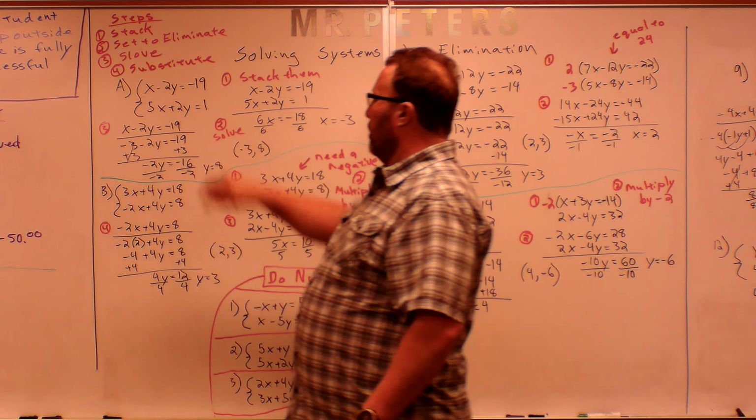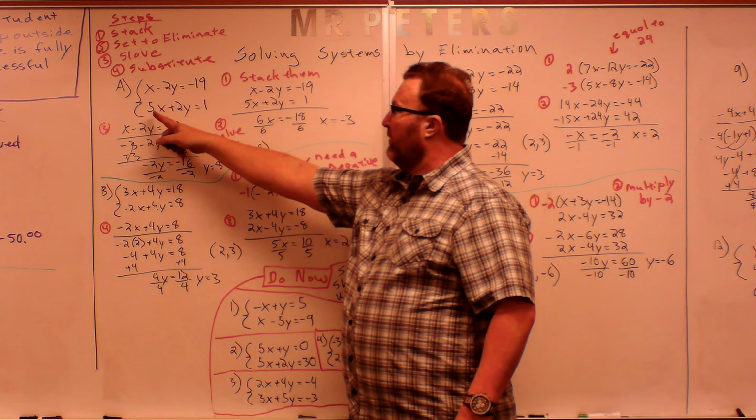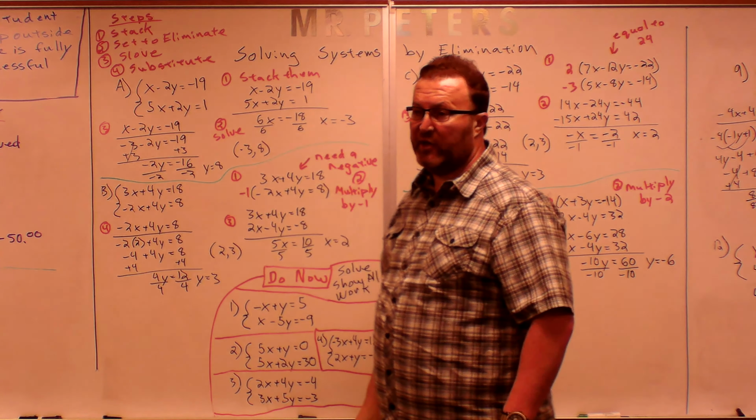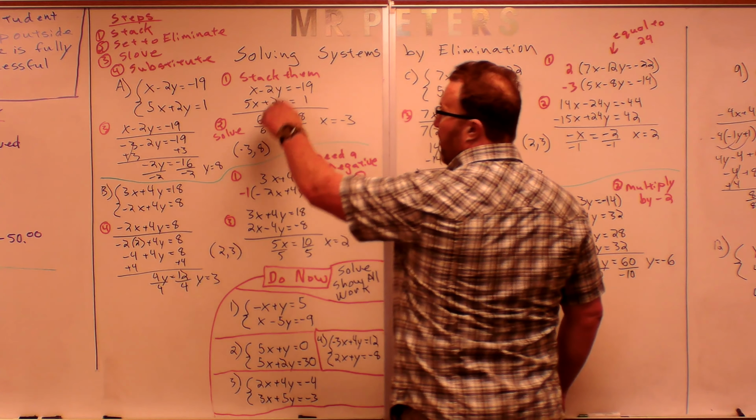So look at these two linear functions. x minus 2y equals negative 19. 5x plus 2y equals 1. Don't these two, the y terms, cancel each other out? They do. So first step, we stack them on top of each other.